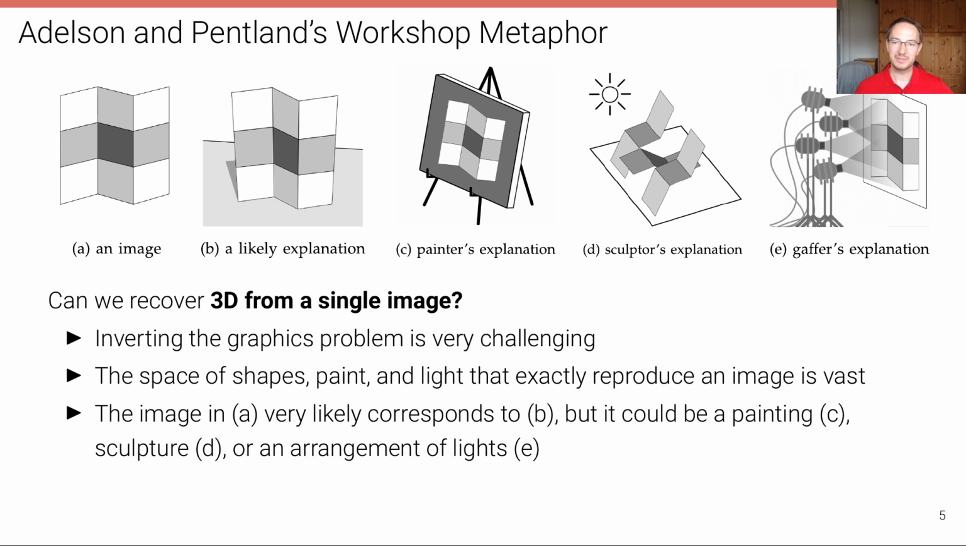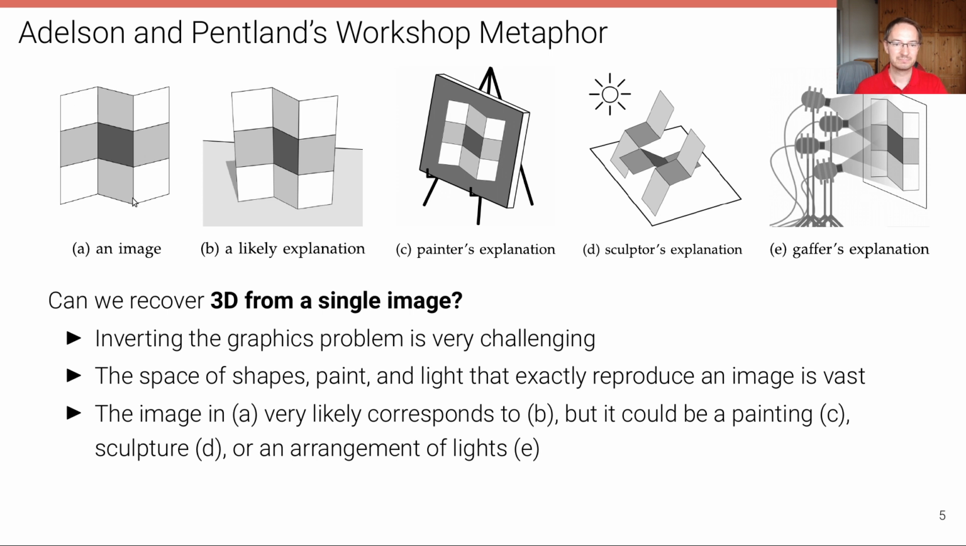So for example, in this case here, this is actually this workshop metaphor from Adelson and Pentland's paper that has often been used to illustrate the problem. In this example here, this image is observed. This is a 2D pixel matrix that we observe here on the left, and on the right are multiple explanations that could have given rise to exactly this configuration of pixels.